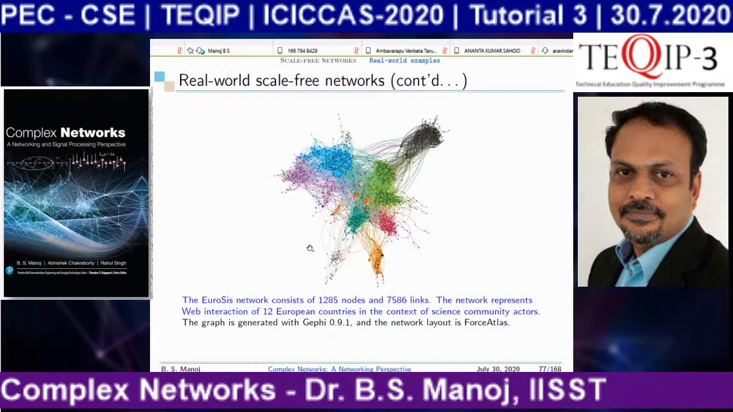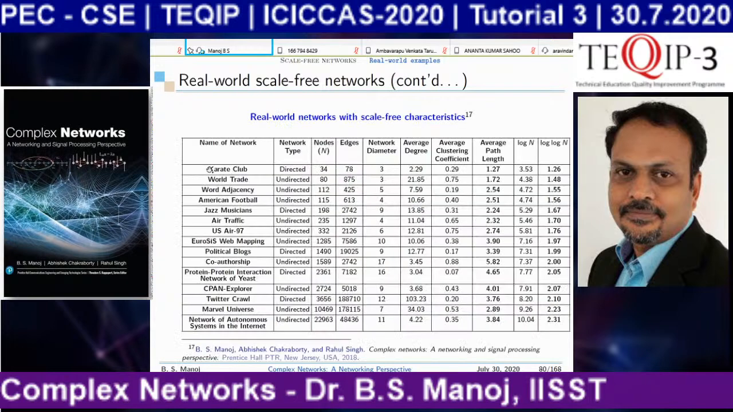22,960 nodes, and the number of edges is 48,000. Even the Marvel Universe characters actor network has 10,000 nodes and 178,000 edges. The Twitter call network has thousands of nodes and lakhs of edges. You can see a very large number of nodes and edges exist in these, but the network diameter can be much smaller.